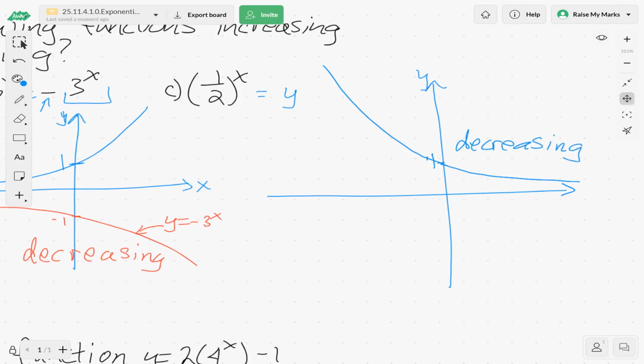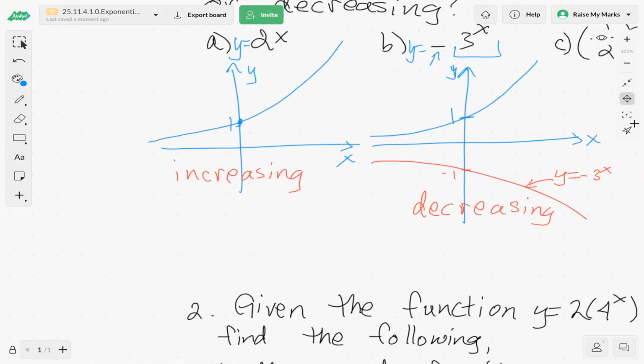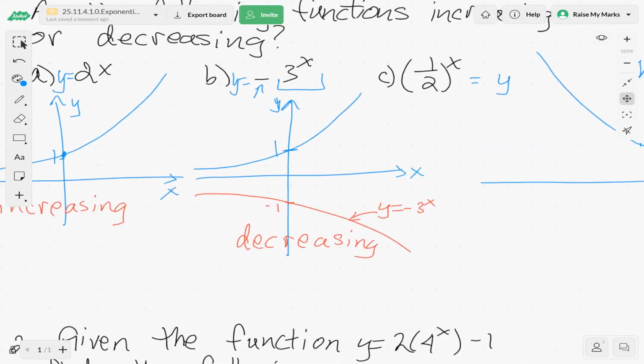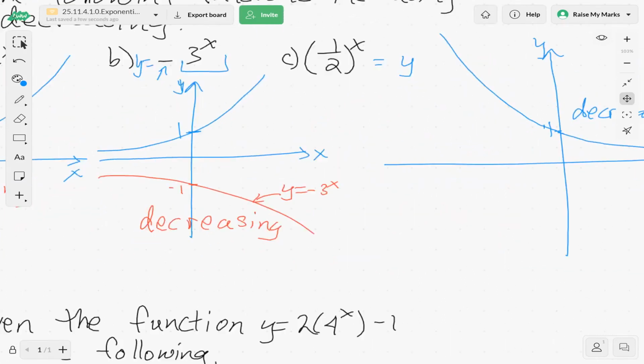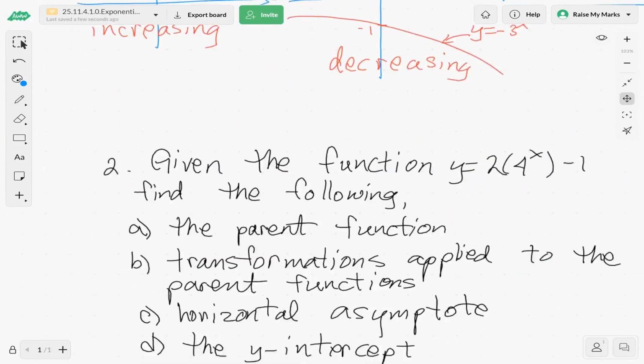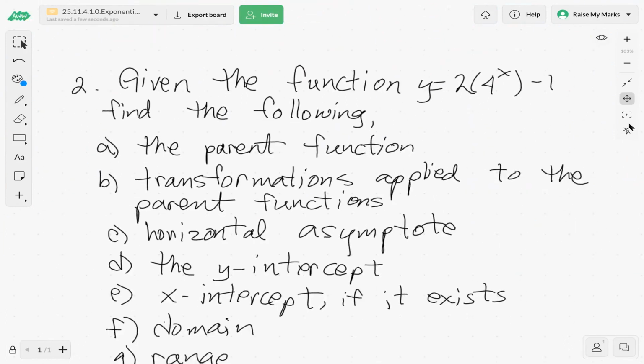All right, so I think I made a mistake. Yeah, no, we've got them all right. So A is increasing, B is decreasing, and C is decreasing as well. Good. So now let's go on to question number 2. Well, this is a big one. Given the function y equals 2 times 4 raised to the power x minus 1, find the following.